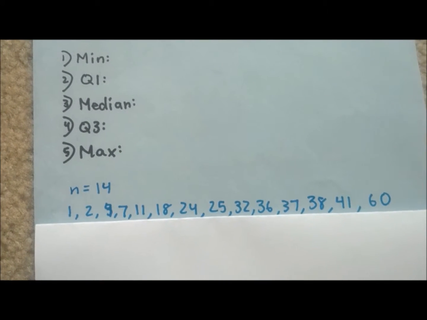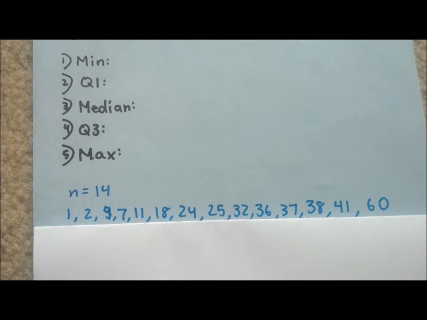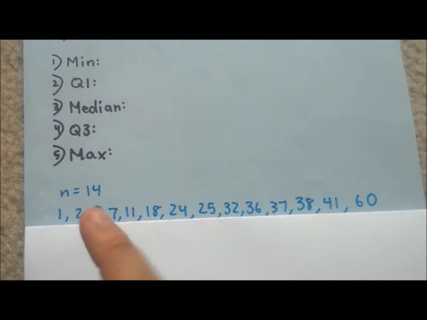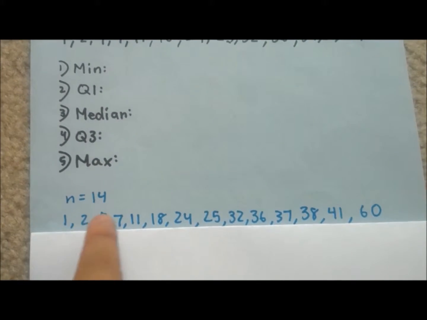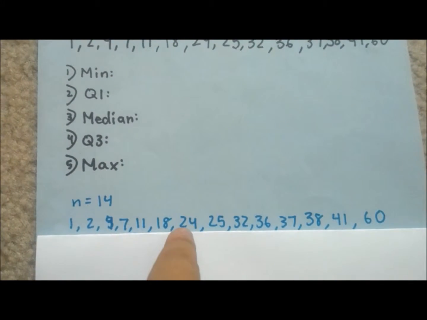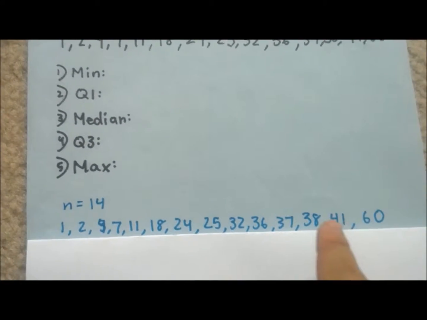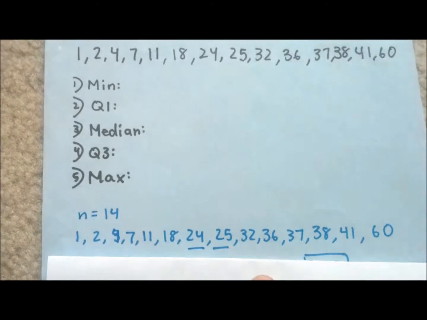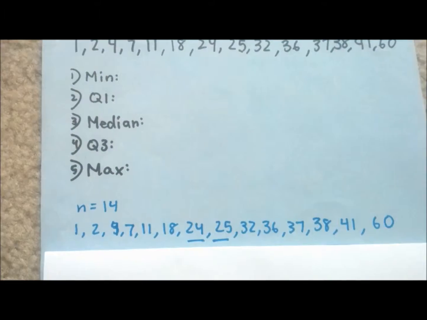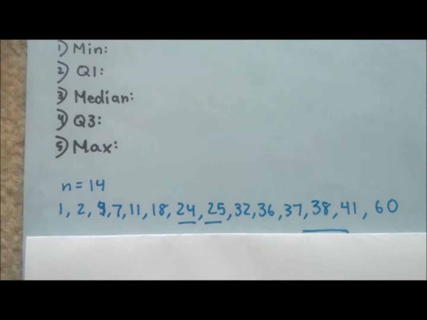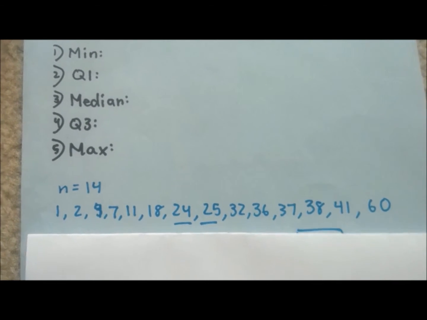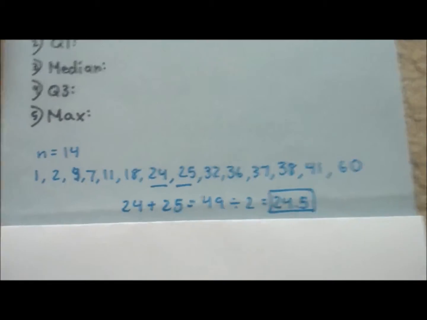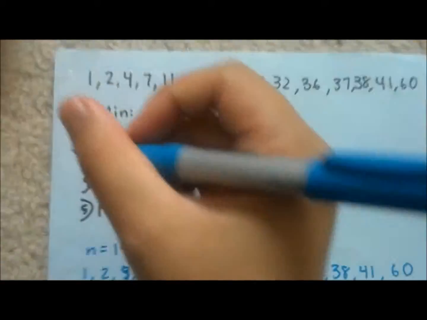So now we know that there are 14 numbers. When you divide that by 2, that equals 7. So you count 7 in: 1, 2, 3, 4, 5, 6, 7. From this way: 1, 2, 3, 4, 5, 6, 7. Which means 24 and 25. Since these both can't be the median, you have to add them up and divide by 2, which gives you a median of 24.5.